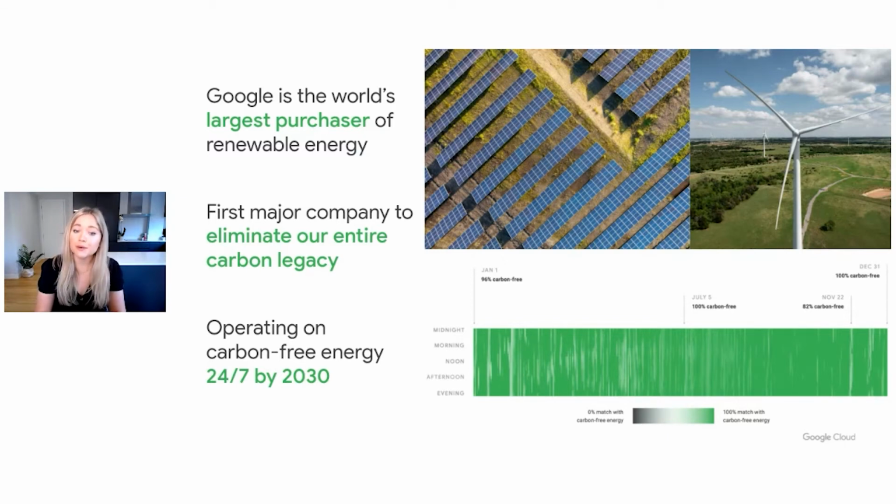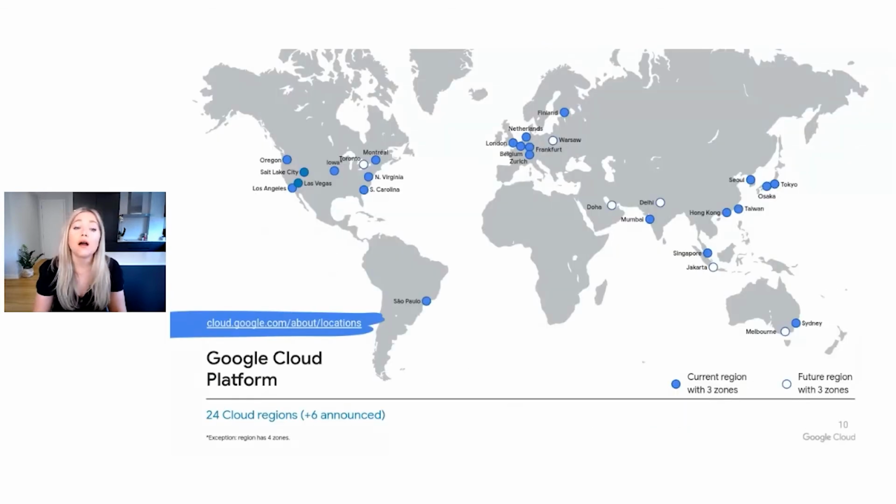So when you choose Google, you're helping your business meet its sustainability goals and you're reducing your carbon footprint at the same time. And speaking of investments, take a look at our global footprint. We've been investing billions of dollars in capacity and we continue to do so. We now have 24 regions with more to be announced, from Australia to South America to Northern Europe.